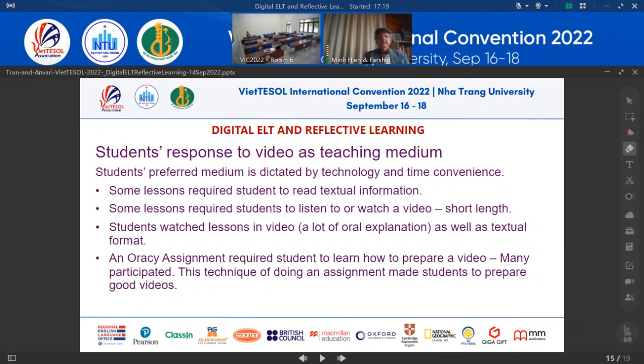The other aspect that we started practicing with was introducing video as a teaching mechanism. So it wasn't just textual material, but some lessons were in textual materials. Some lessons we provided as a short video that they either listened to or actually watched. This was to give them practice with oral explanation and how to listen and how to also be able to accept. We required them to do an oracy assignment at the end of the lesson. They prepared a video of one of the lessons that they had prepared in textual format. And many students responded to that.